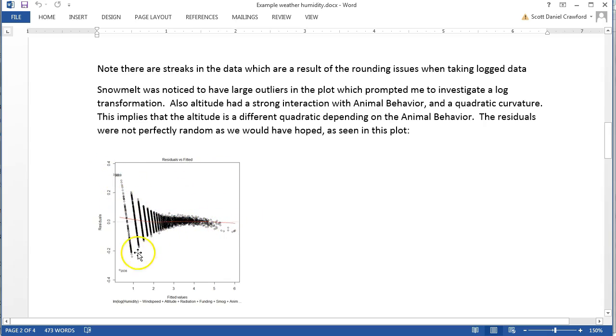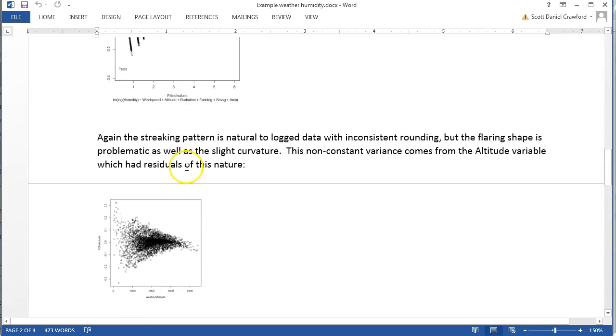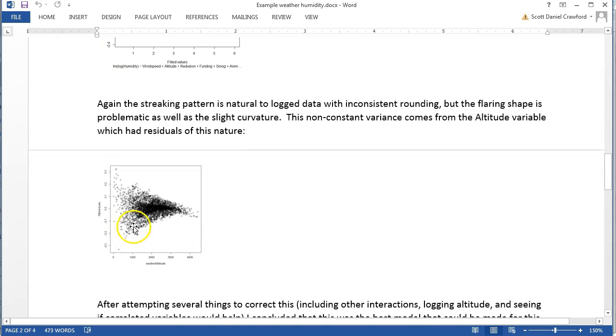Yes, there's still a horn shape, and that's concerning. Now the stripes necessarily aren't. That's a logging issue with the rounding. But that non-constant variance comes from the altitude. Low levels of altitude just have high levels of variability, and vice versa for the high end. Now, if we were in a higher level stat class, we might talk about how you would change the way you do the prediction based on the altitude level, because here your prediction can be very skinny with a small interval. Here your prediction would need to have a large interval. For this class, we're not going there, partly just because there's not time to go into all those details. Just understand and recognize that you have non-constant variance and where it's coming from.